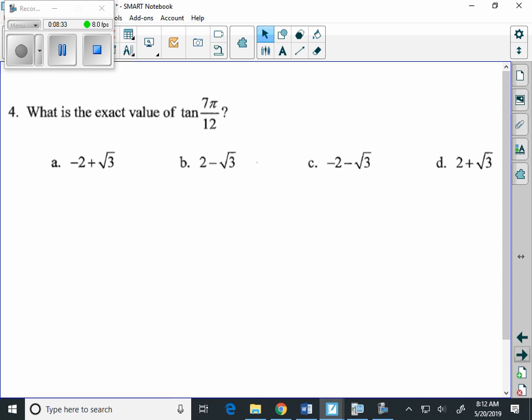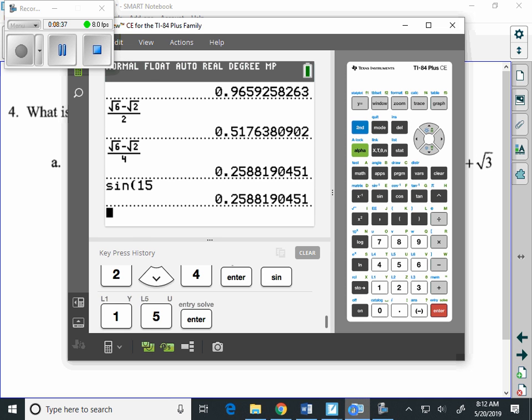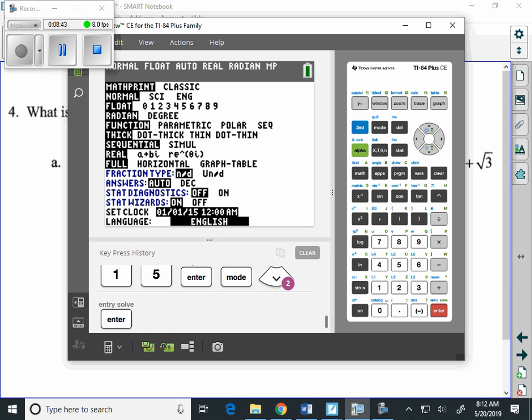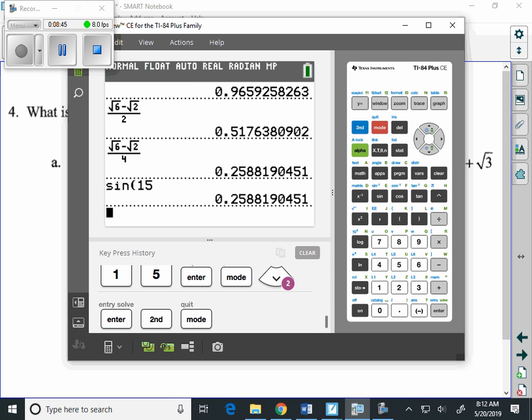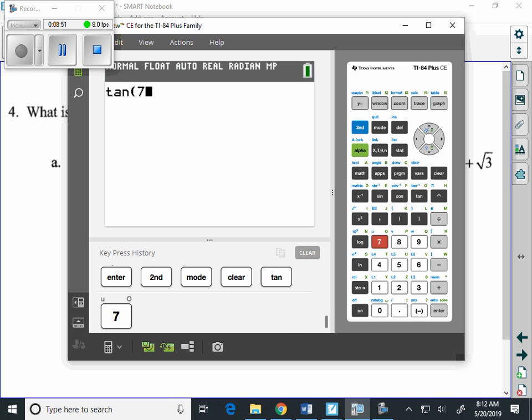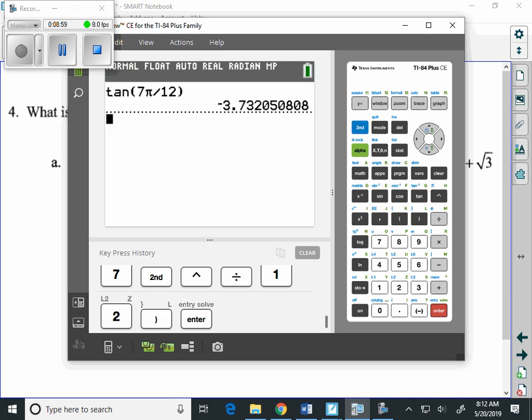Now, on problem number 4, we can still use our calculators, but we need to go back to the mode and put it back into radians. And then I'm going to clear this out. So now it's going to be the tangent of 7 pi divided by 12. There's our decimal. And then we can type these in.